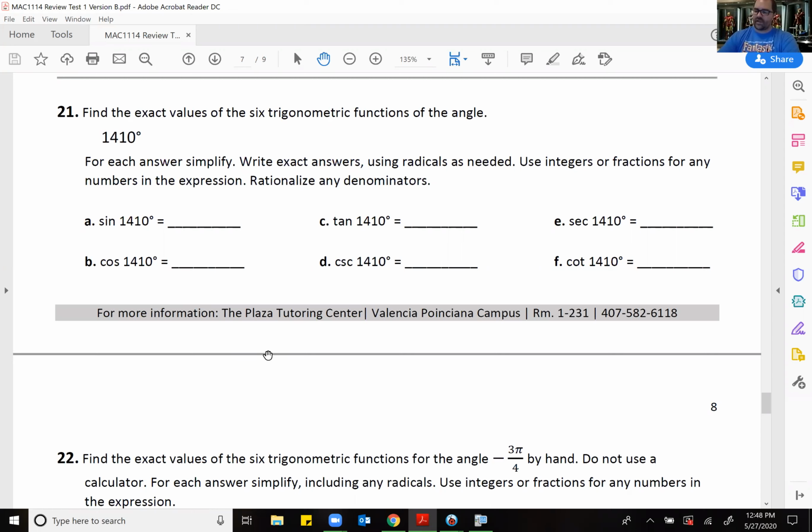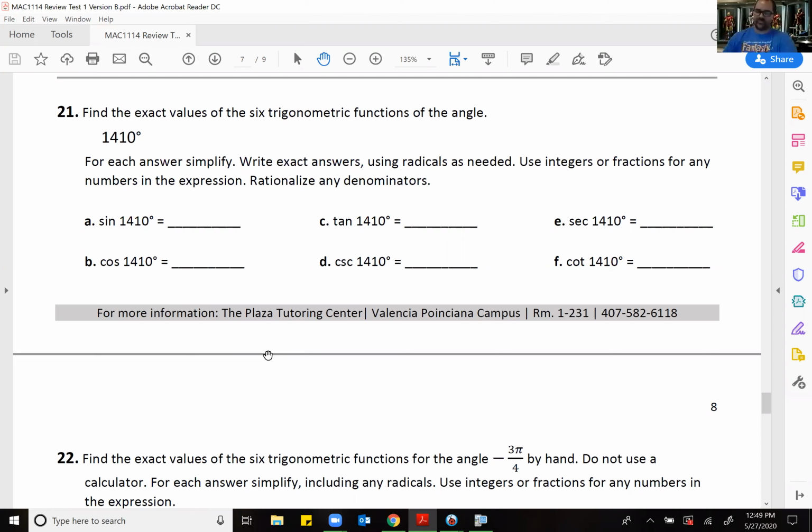Tangent of 1,410 degrees. And then we've got cosecant, 1,410 degrees. Secant, 1,410 degrees. Cotangent, 1,410 degrees.